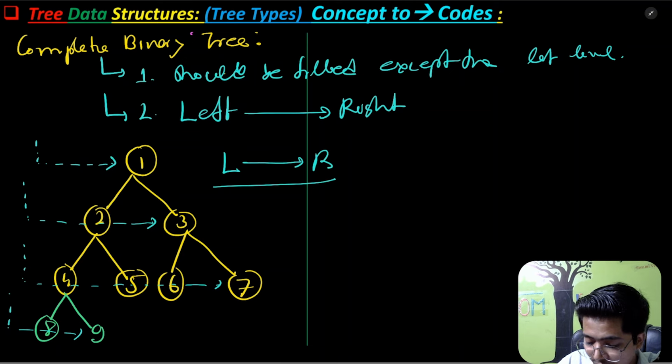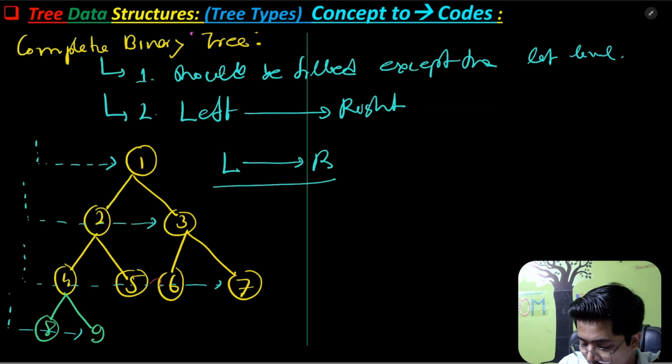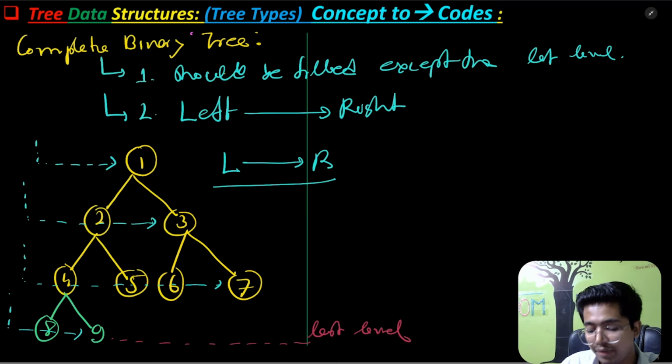And the most important second factor is that only the last level can be incomplete. This is the last level. That means all other levels should be completed. So in that type of tree, we call this type of tree a complete binary tree.